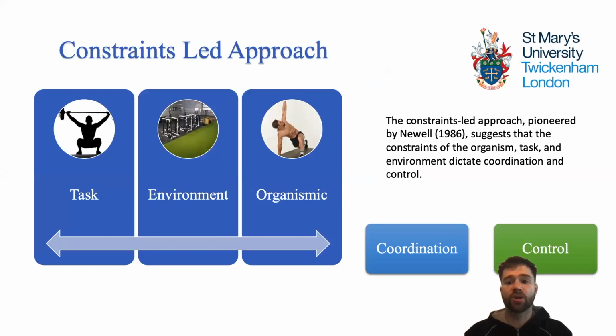So a constraints-led approach pioneered by Newell in 1986 suggests that constraints of the organism, task, and environment dictate coordination and control. A constraints-led approach is made up from ecological psychology and dynamic systems theory. Although for today's presentation, we will focus mostly on the constraints that belong to ecological psychology, theorized by J.J. Gibson, and then the pioneered version of a constraints-led approach by Newell.